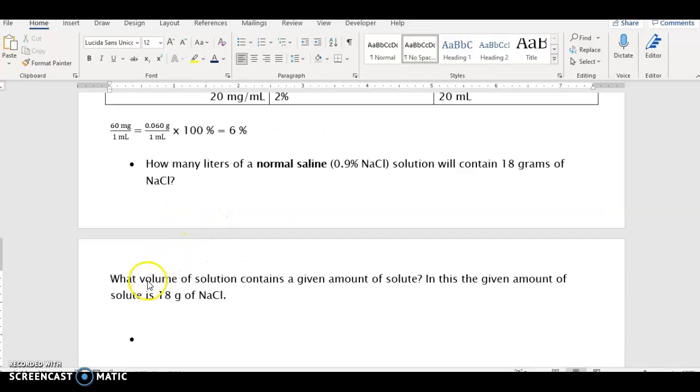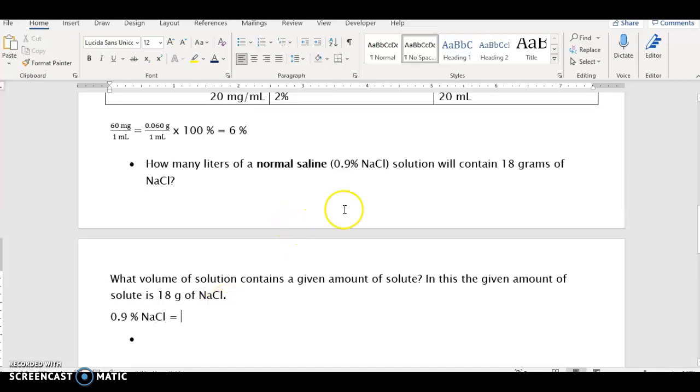In other words, this type of question is asking what volume of solution contains a given amount of solute. In this problem, the given amount of solute is the 18 grams of NaCl. We're going to convert the grams of solute into liters of solution. But before we do that, we need to convert the strength of the solution, 0.9% NaCl, into a fraction, to answer the question properly.